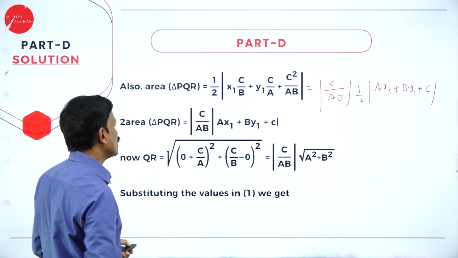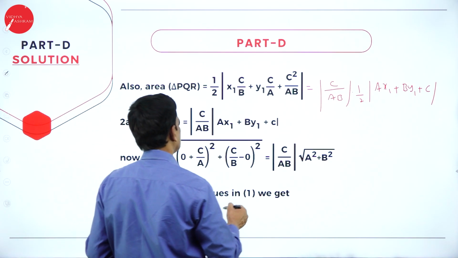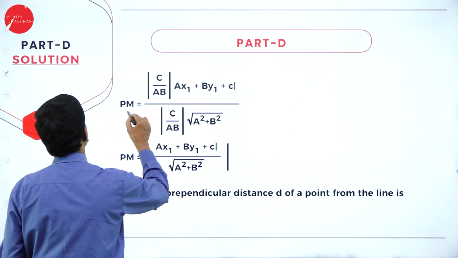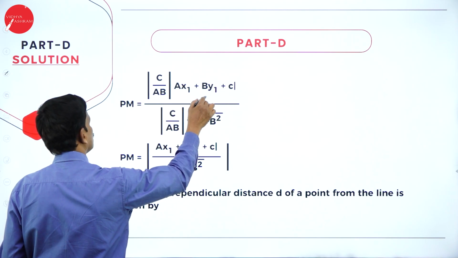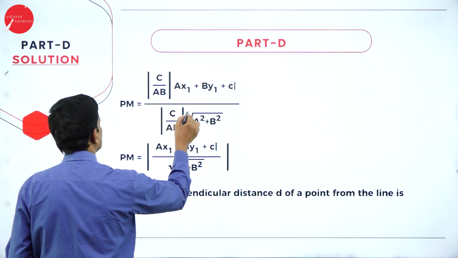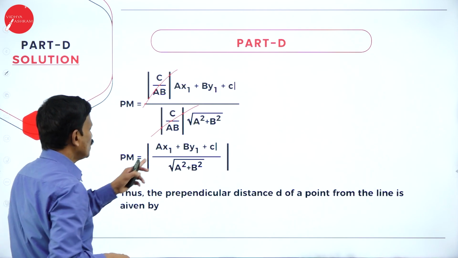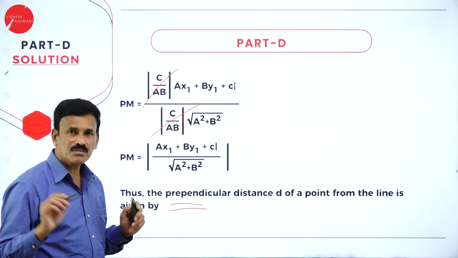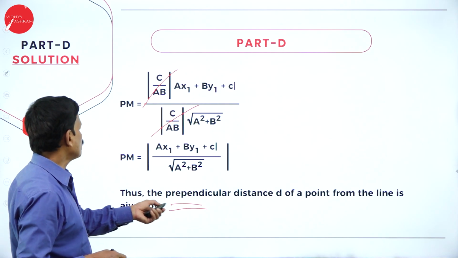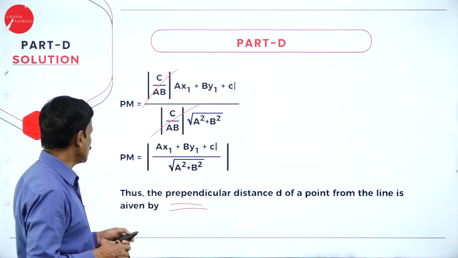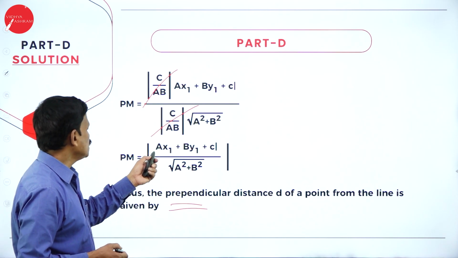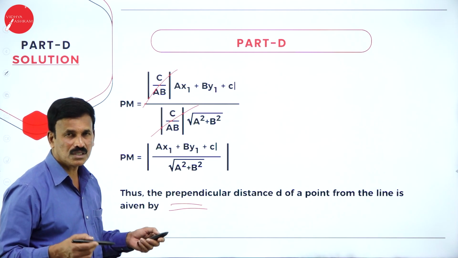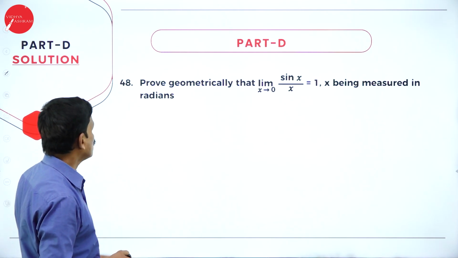So substituting these values in equation number 1, we will get PM is equal to c by ab into (ax1 plus by1 plus c) divided by c by ab into root of a square plus b square. So these two get cancelled. So what we have is (ax1 plus by1 plus c) divided by root of a square plus b square. This is the formula for perpendicular distance. That is, the perpendicular distance d of a point from the given line is ax1 plus by1 plus c divided by root of a square plus b square, under mod. That's it. Now move on to the next problem.